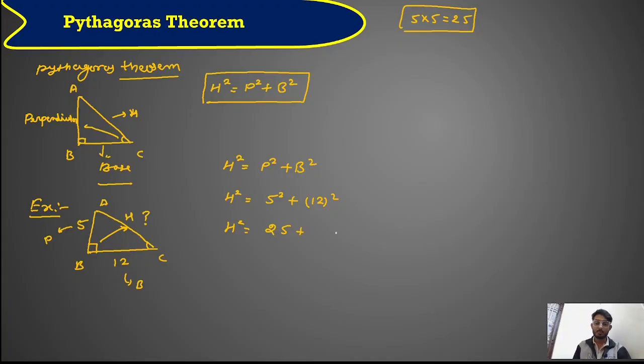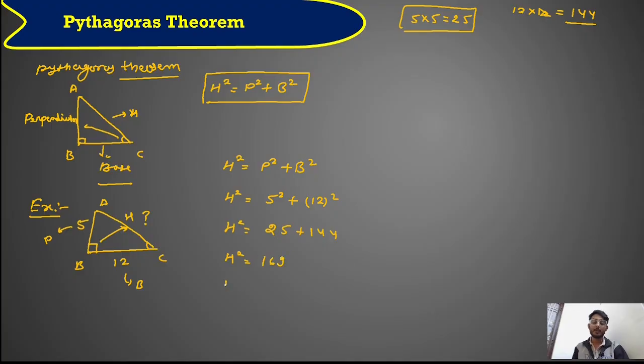Okay. So here 12 is given. So you can find the square of 12 as 12 into 12. So you will get the value equal to 144. We will write here 144. Now basically we will get 25 plus 144 equal to 169.